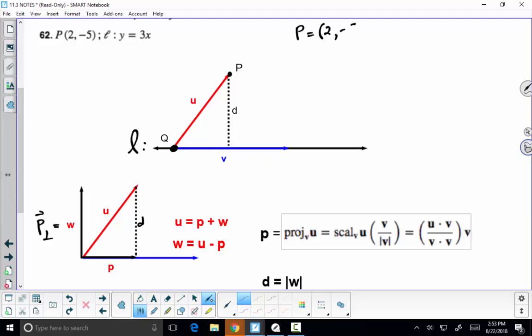Excuse me, (2, -5). (2, -5) is Q. All right, they tell us that this line is y equals 3x. That's the line, y equals 3x. Somebody give me a point on that line.